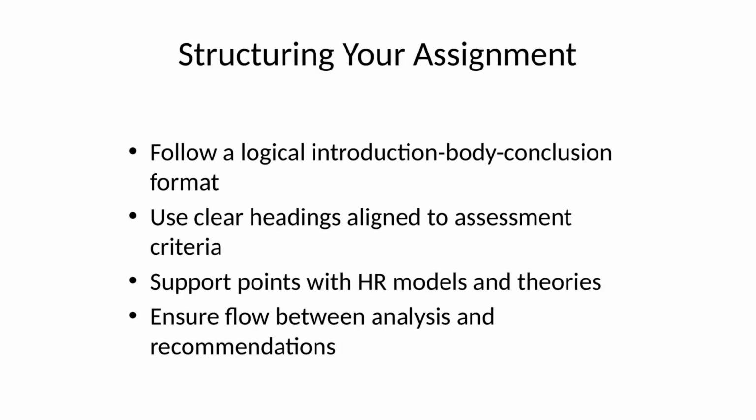A strong structure is critical for writing distinction-level assignments. Begin with an introduction that outlines your approach, the models you will apply, and the scope of discussion. Organize the body of your work using headings aligned to the assessment criteria, which not only makes it easier for you to write, but also for the assessor to award marks. For example, when writing about employee engagement, integrate Herzberg's motivation theory, then evaluate how it applies to the organization. Transition smoothly between points to maintain coherence.